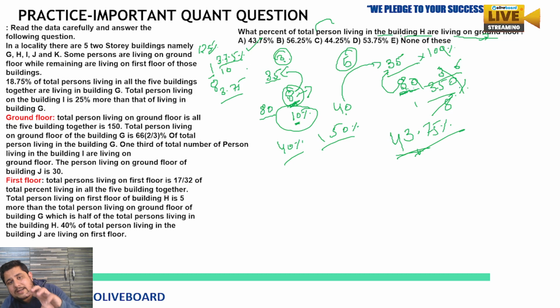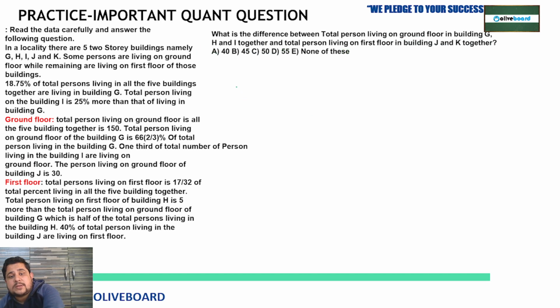So 40 plus 3.75 you will get 43.75%. Now it is right. You can say that in the starting you will face problems because you are not used to it, but once you practice it again and again, it will be easy for you to calculate, right? So 43.75% is the correct answer. Now let's move on to the next question.